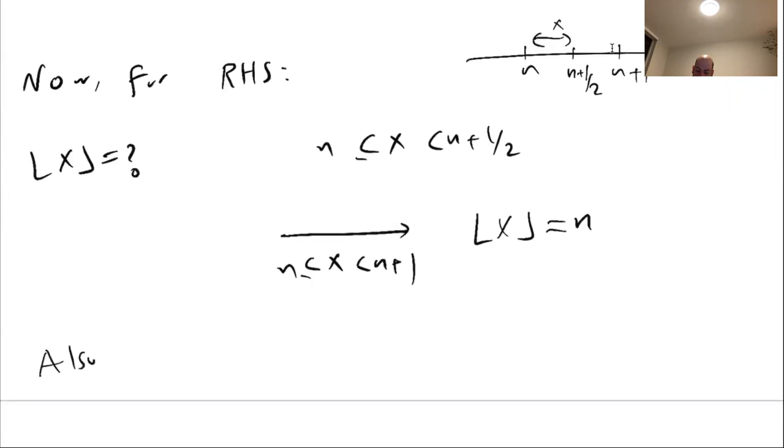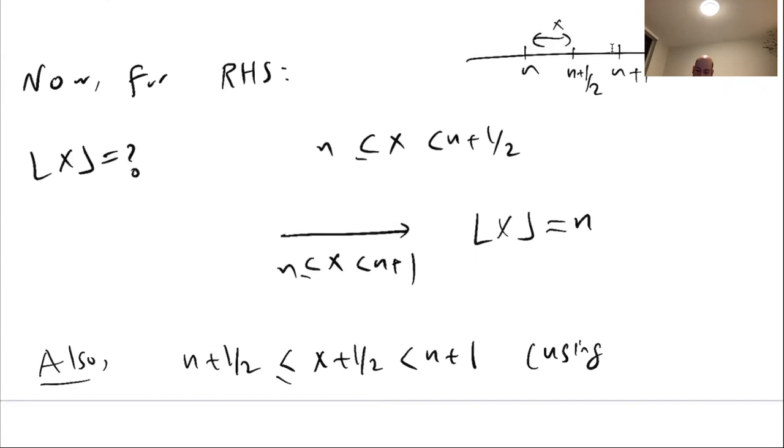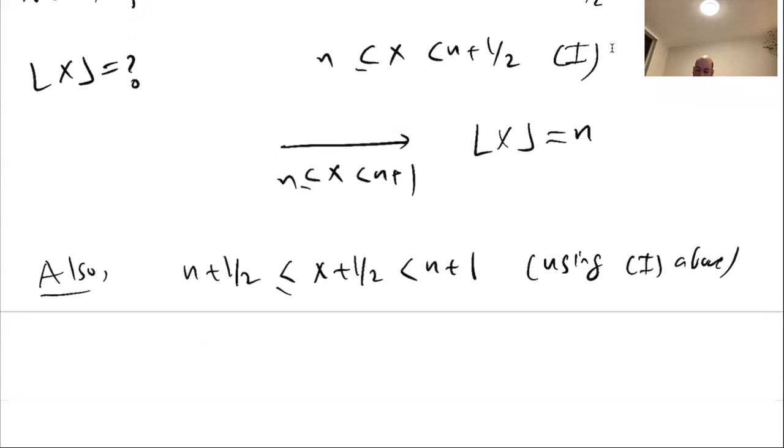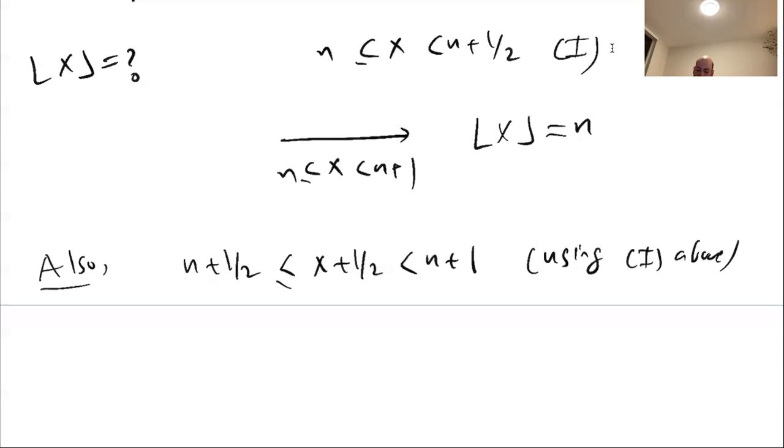Also, if I add 1/2 to everything, n plus 1/2 less than or equal to x plus 1/2 less than n plus 1. Using, let me say, the inequality above, let's call this one 1. If I add 1/2 to this inequality, I'll get n plus 1/2 less than x plus 1/2 less than n plus 1. So what is floor of x plus 1/2 then?